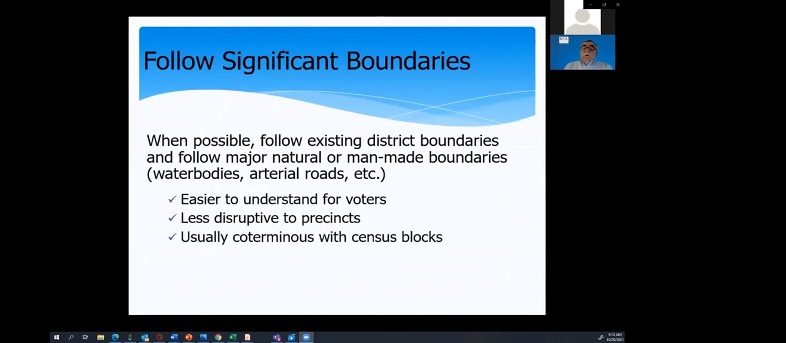We try to follow significant boundaries, and those could be major roadways, water bodies, things like that. It's easier to understand for voters. It's less disruptive to voting precincts. Significant boundaries are usually coterminous with census blocks, and so it makes sense to do this.